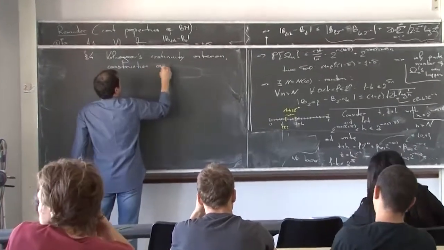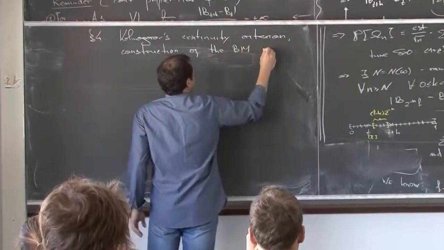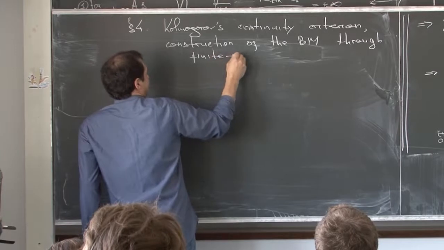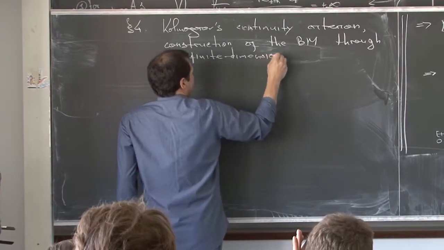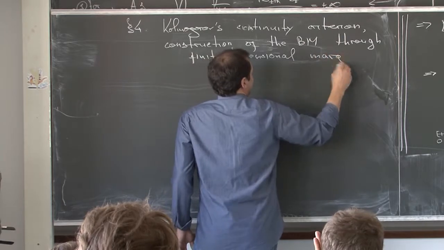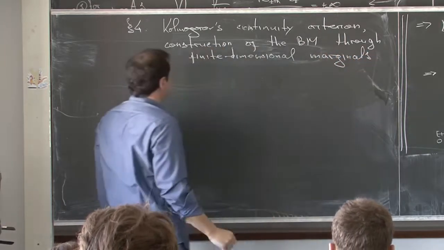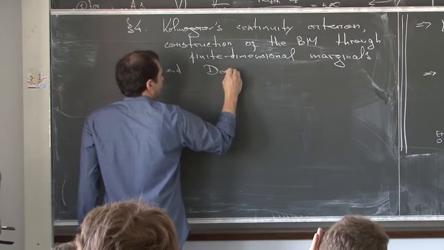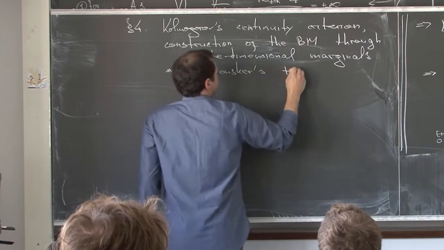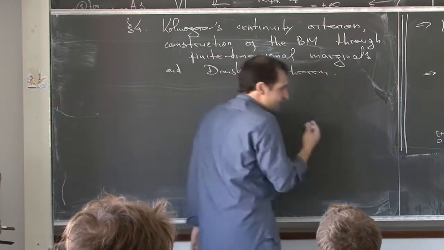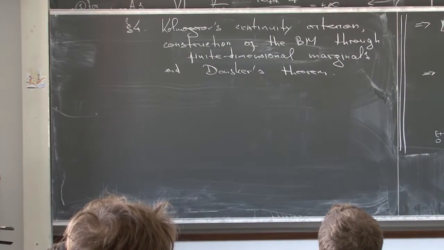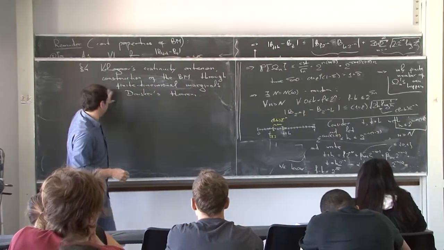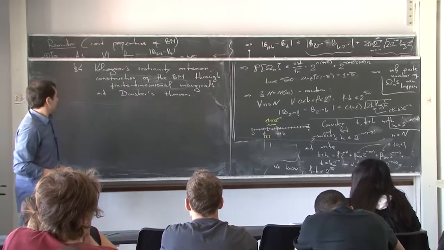Construction of the Brownian motion through finite dimensional marginals. And let me also include Donsker's theorem here. This is the very classical result, which says that any random walk trajectory, probably rescaled, converges to the Brownian motion. So let me include this into this paragraph.